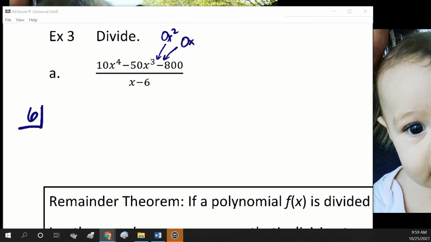You have to do that. If you don't do that, you're doing the wrong problem. You have to put the 0 in, and you have to put it in the correct place, or it's just going to be wrong. All right, so once we get those zeros, we write our coefficients, all those, and the constant to the right of this box.